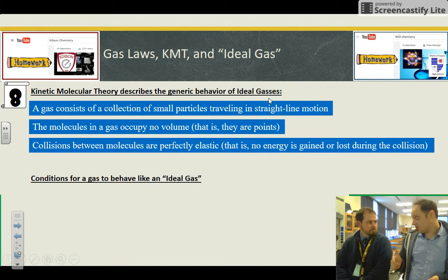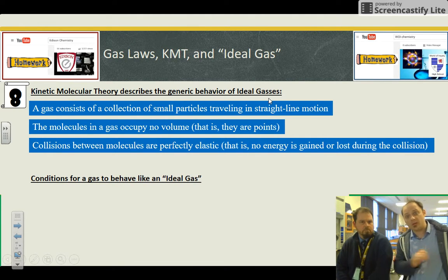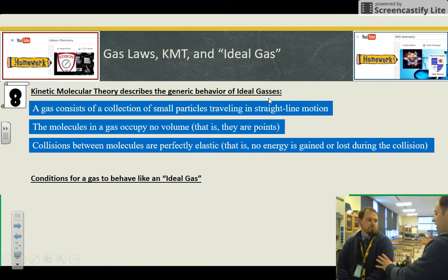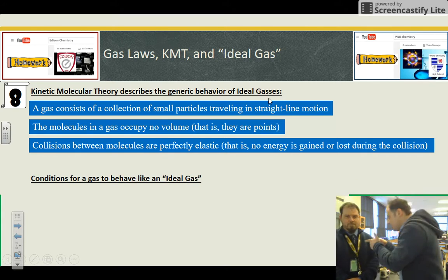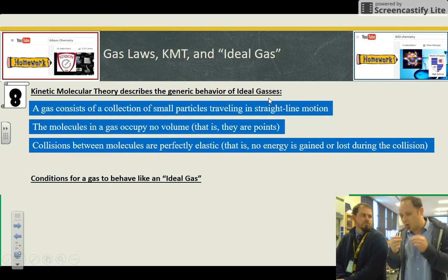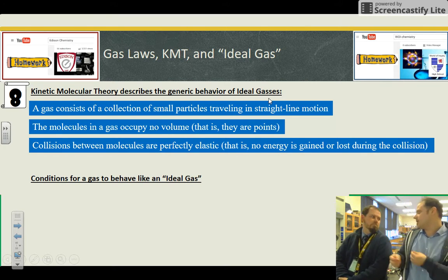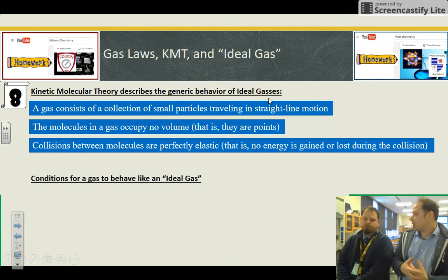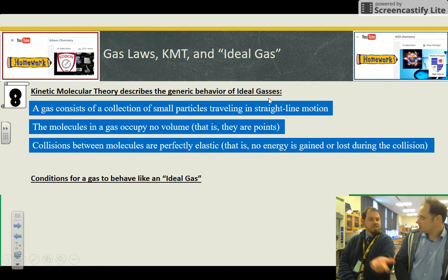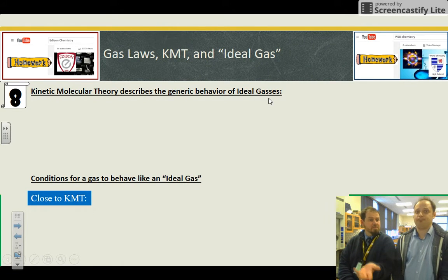Now, the last one is also testable. Collisions between molecules are perfectly elastic, meaning that when one gas molecule hits the wall of the container, it transfers all of its energy into the wall of the container or the other gas molecule. Nothing goes missing. In reality, this can not be perfectly elastic. This is a theory and not necessarily a law. And the theory helps us understand what we call an ideal gas, which makes it very predictable.